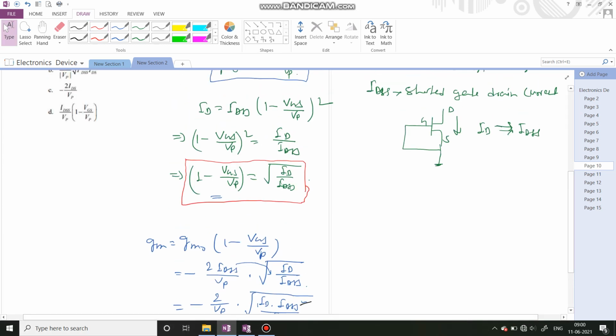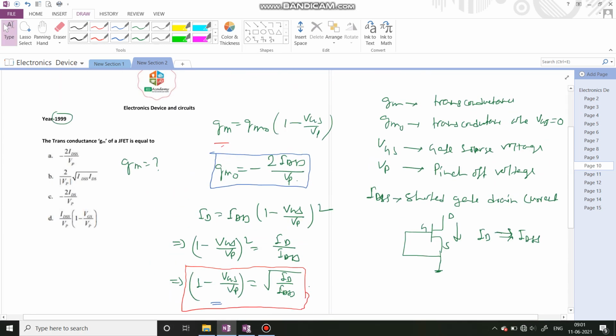Now if you go through the options, option B will be the right answer: 2 by VP root over IDSS by IDS. Okay, so option B will be the right answer. Okay, thank you.